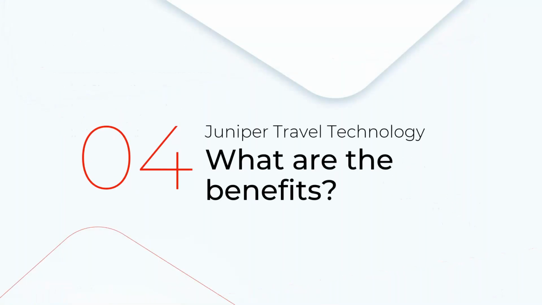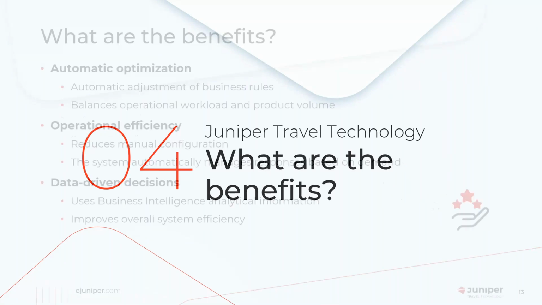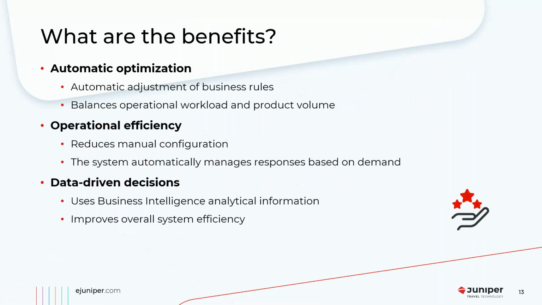Okay, so let's take a look at the benefits of having this module. This module incorporates automatic optimization, adjusting business rules to balance operational workload with the volume of product offered. It also improves operational efficiency by reducing manual configuration time and allowing the system to autonomously manage responses based on demand. And it makes data-driven decisions using information from the business intelligence module to enhance the system's overall efficiency.